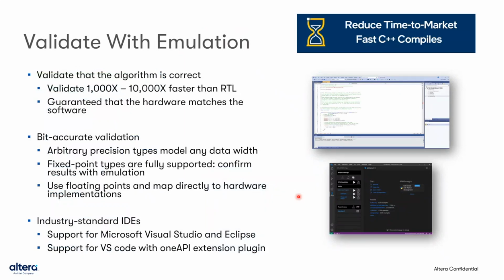So first, we validate with emulation. This is a way to make sure that the algorithm is functionally correct. It basically creates an executable model of the HLS code, and with that, it can test your algorithm much quicker than converting it into RTL and processing it there. So this would be the first step to ensure that your code is functionally correct.